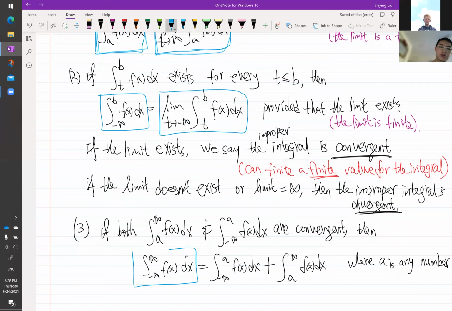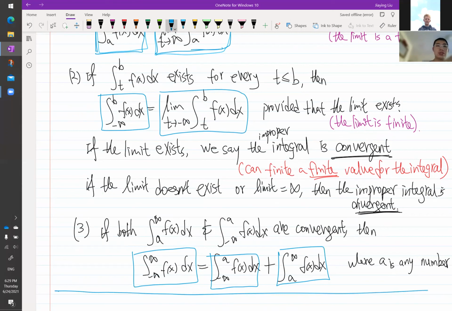If you have something that's going from negative infinity to infinity, you're going to try to break it into two integrals by picking some arbitrary a value, and then try to find the value for each one of them. All right, so those are just the definitions. Let me use examples to show you how this works. Any questions before I start using examples?